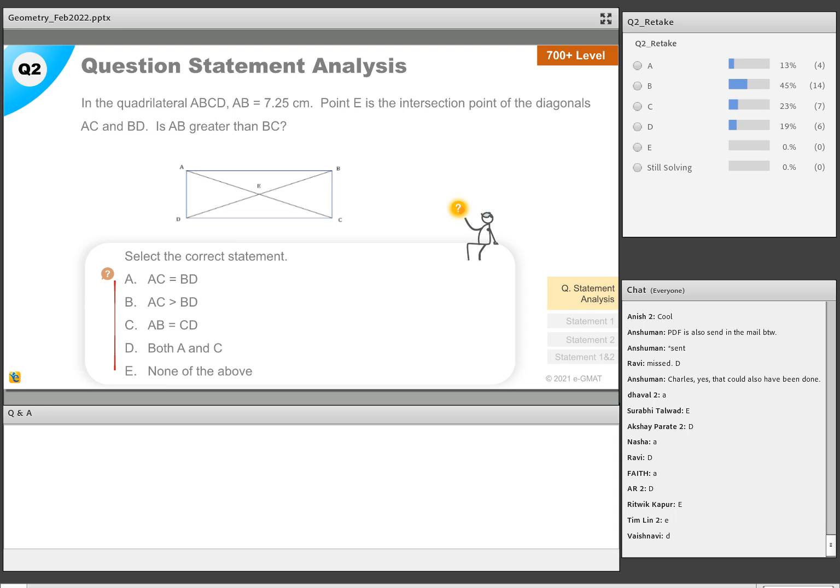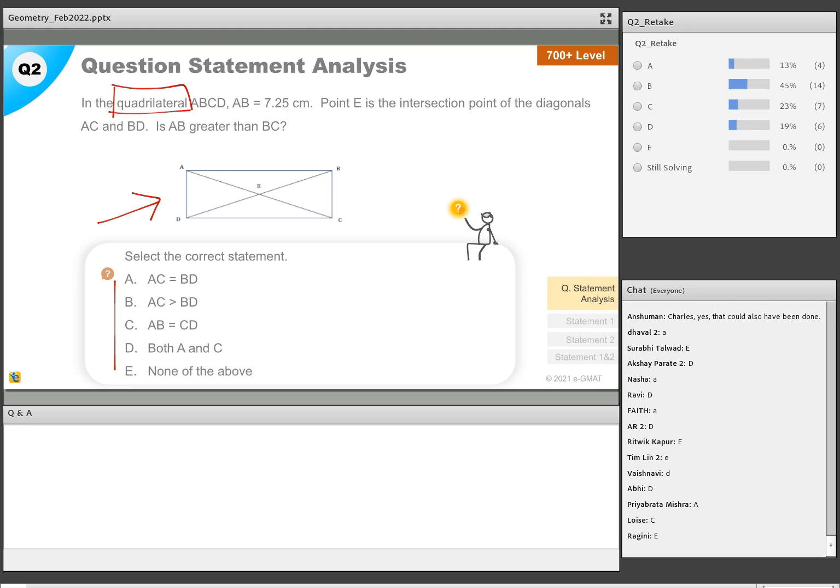Alright, so I know for a fact this is why some of you went wrong, right? There's a very important lesson here. Just because it looks like a rectangle, don't assume it is a rectangle. The question never told you it's a rectangle. It only told you it's a quadrilateral. And the figure very conveniently looks like a rectangle. Don't assume it's a rectangle. For all you know, this is not 90 degree, this is some 91 degree. For all you know, this is a 10 centimeter and this is a 7.5 centimeter. Or 7.25, whatever is given.